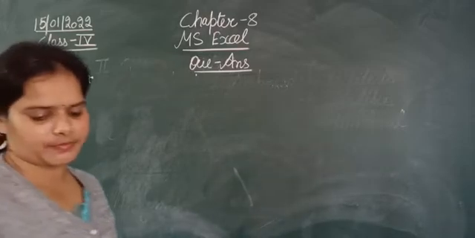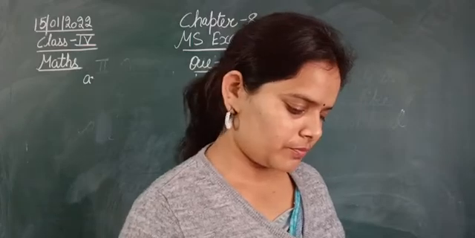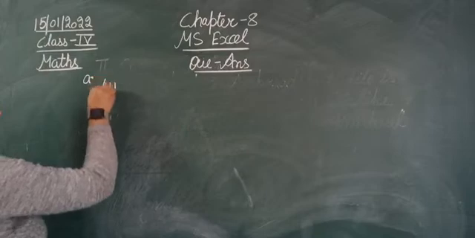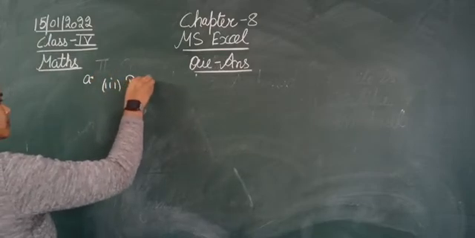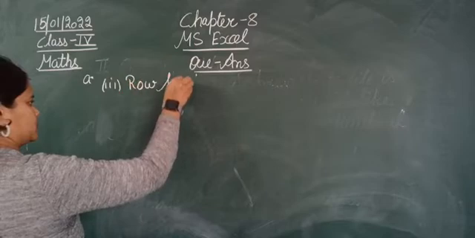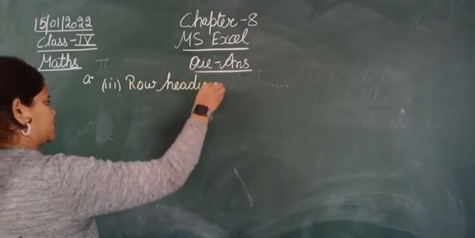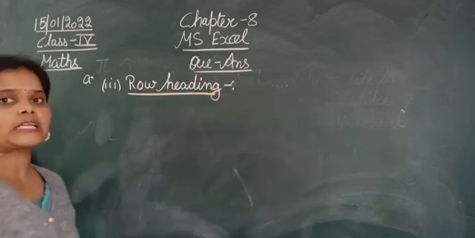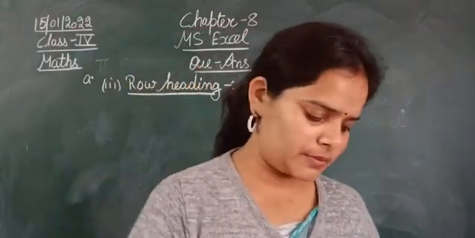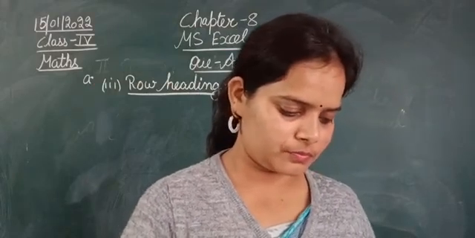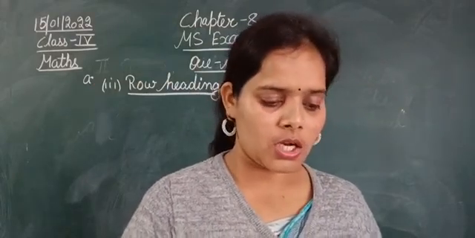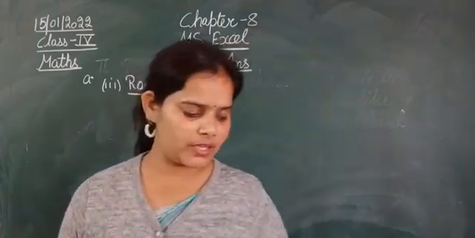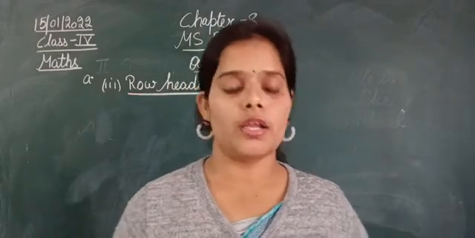The third is row heading. What is row heading in MS Excel? Okay, so let's write down, a row number on the left side of the grid in MS Excel is called row heading.